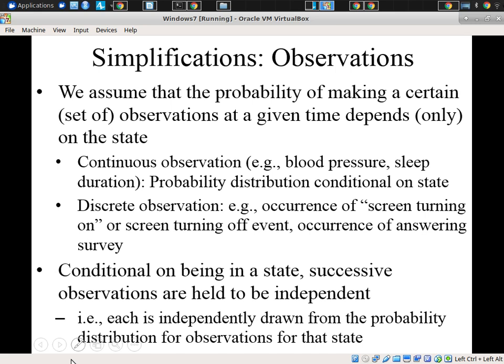So the idea is that the observations are independent of each other as long as I'm in the same state. For a continuous observation, for example, we have a probability distribution conditional on the state. For my acceleration, I have a probability distribution that applies conditional on being in that state, which is different from what might apply in another state. So if the phone is off person, there's one distribution over acceleration that applies.